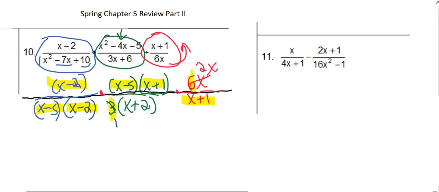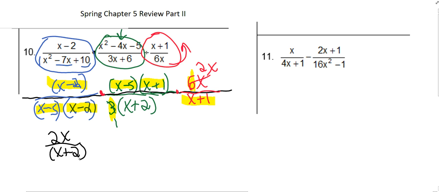So putting it all together, what's left on the top is a 2x, and we'll write the final result in black. We have a 2x on top, and we have an x plus 2 on the bottom.